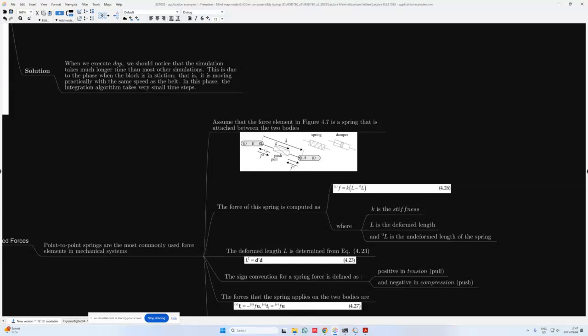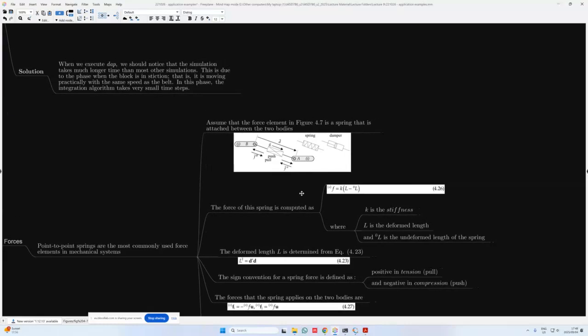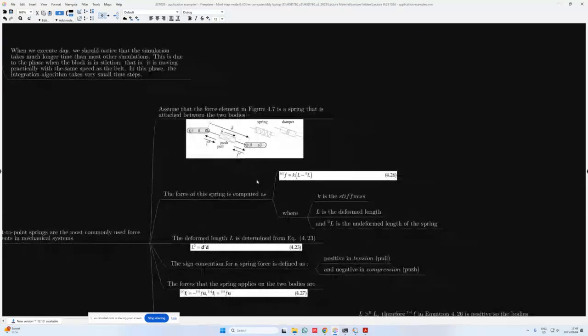And then we can either have a push or a pull motion between these two points due to the stiffness and the damping in the spring. The force of the spring is then computed as F superscript S, meaning we're working with a spring force, and that is simply equal to K times delta L in this case. So the difference between the deformed and the undeformed length. K is the stiffness, L is the deformed length, L naught is the undeformed length of the spring.